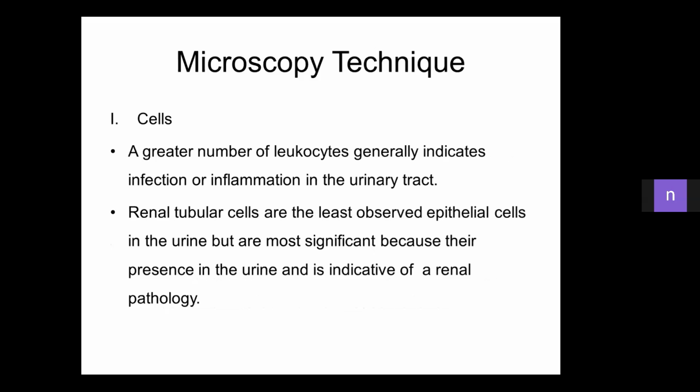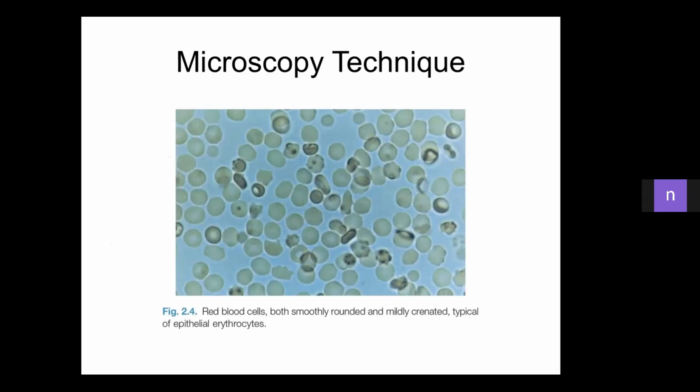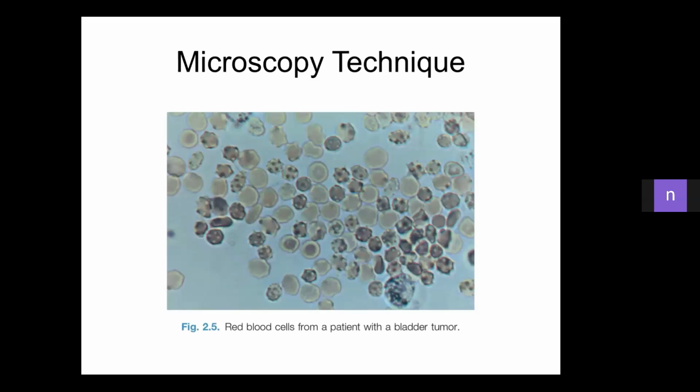So, a greater number of leukocytes generally indicates infection or inflammation. This is an example of red blood cells, both smoothly rounded and mildly crenated, typically of epithelial erythrocytes. Another example, but this one is from a patient with a bladder tumor.